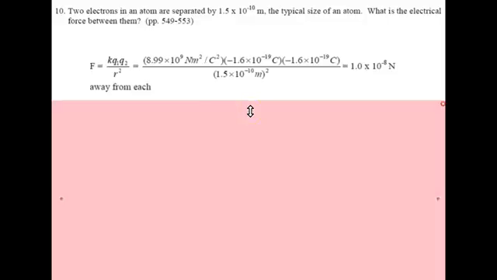That'll do it for our solutions to 7 through 10. More practice with Coulomb's law when we do problems 11 and 12 in class tomorrow.